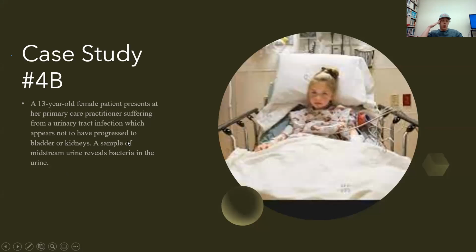So our case study: a 13-year-old female patient presents at her primary care practitioner suffering from a UTI, a urinary tract infection, which has progressed to the bladder or kidneys. A sample of the midstream urine reveals bacteria in the urine. Alrighty, let's continue.